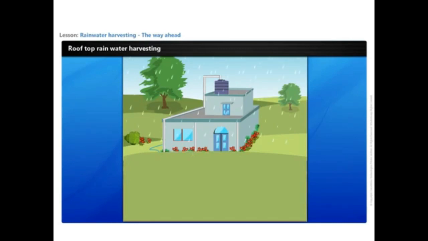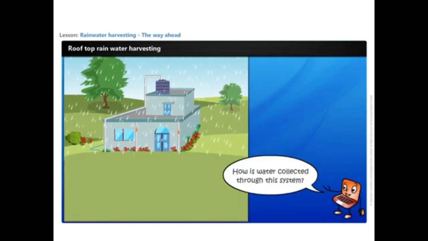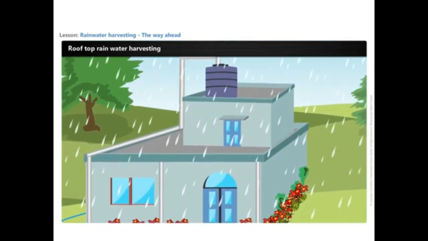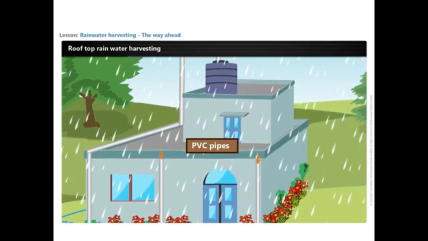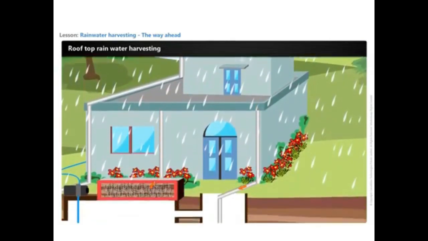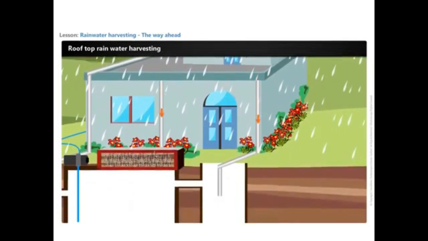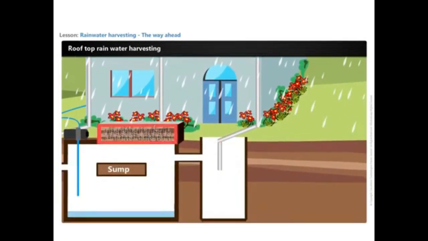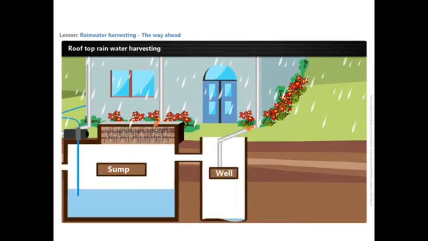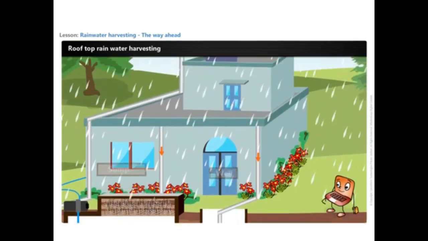You must have seen a rooftop rainwater harvesting system. How is water collected through this system? First, rooftop water is collected using PVC pipes. Then, the water is filtered using sand and brick. Underground pipes take water to sump for immediate usage. Excess water from the sump is taken to the well. Water from the well recharges the underground water, which can be used from the well in dry season.